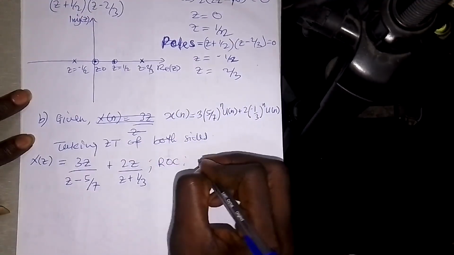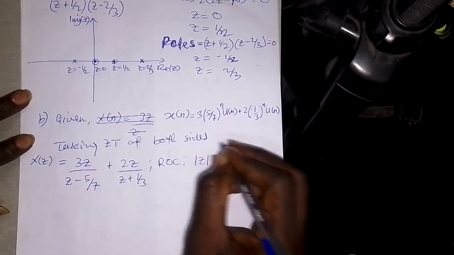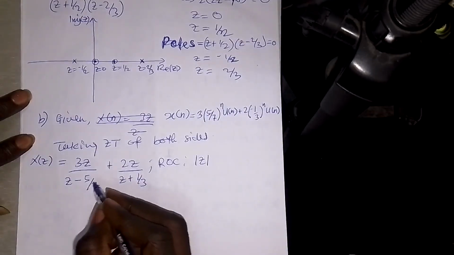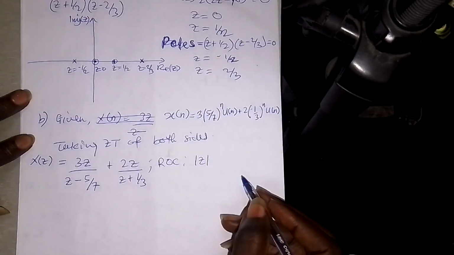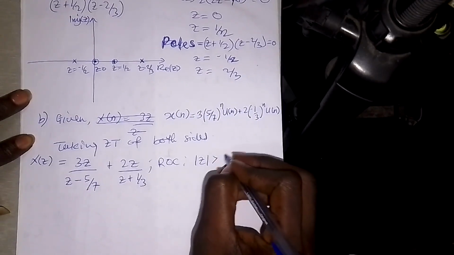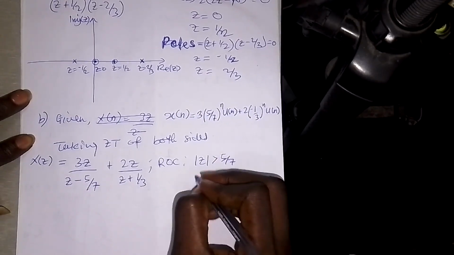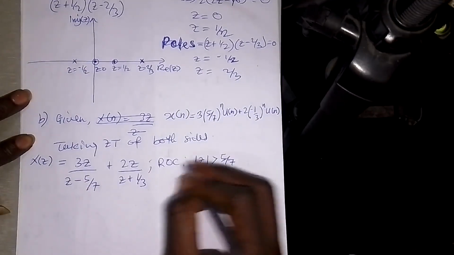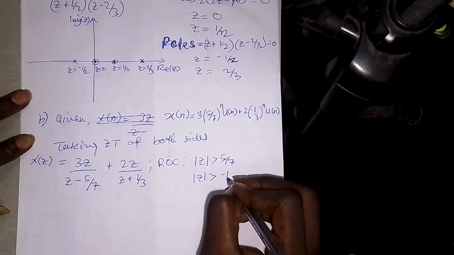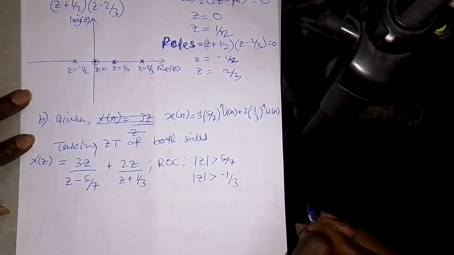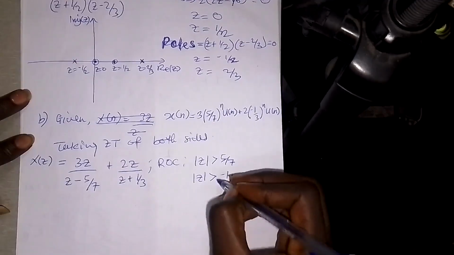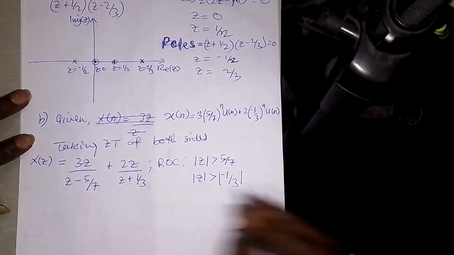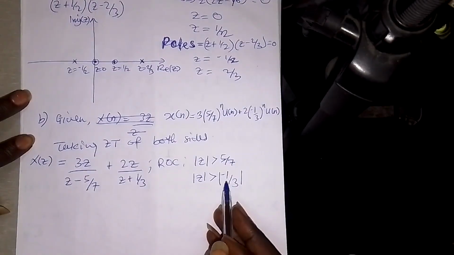So now my ROC is going to be, |z| greater than 5 over 7. And the second one, |z| is also greater than minus 1 over 3. But because this is negative, I'll take the modulus of it, because whenever you are drawing a circle, you don't draw a circle with a negative radius. The radius has to be positive, so you take the modulus of it.